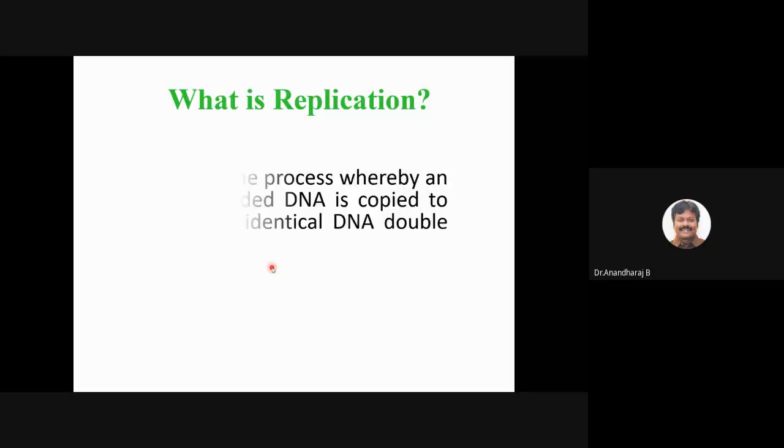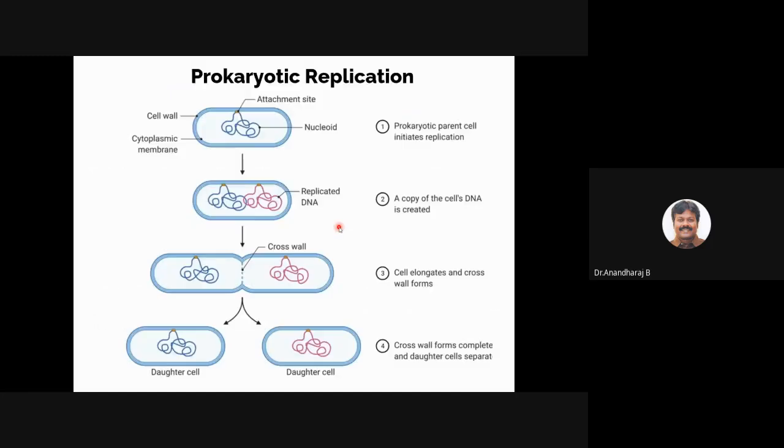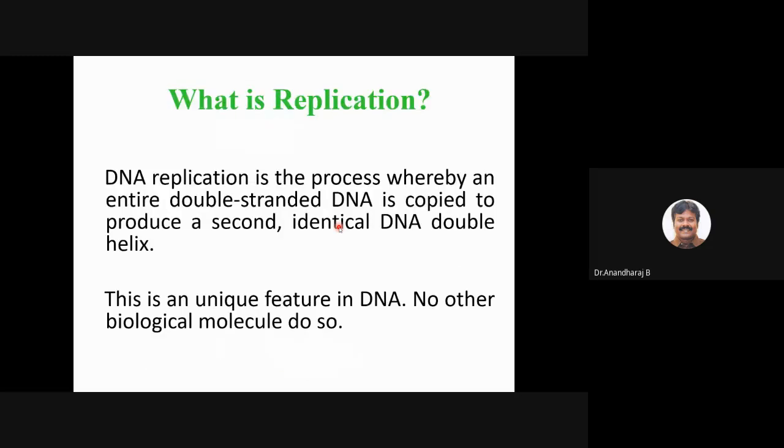Actually, replication is an important process inside the cell. The entire double-stranded DNA, in other words the entire genomic DNA, will be copied and produced exactly identical to the second copy of the DNA double helix. This process is a unique feature of DNA. You are not able to see it in any other biomolecules, RNA or proteins or fat molecules or carbohydrates. You can only see it in DNA.